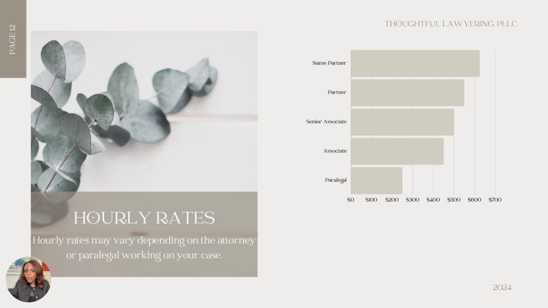Finally, we have named partners, who may be billed at $625 per hour. A named partner is a senior partner in a law firm whose name is included in the firm's name. The hourly rate for a named partner is usually significantly higher because they have a proven track record of success, extensive experience, and a strong reputation in their field. Their involvement in a case can significantly impact its outcome. Usually, their high hourly rates reflect their value to clients and their ability to win tough cases.